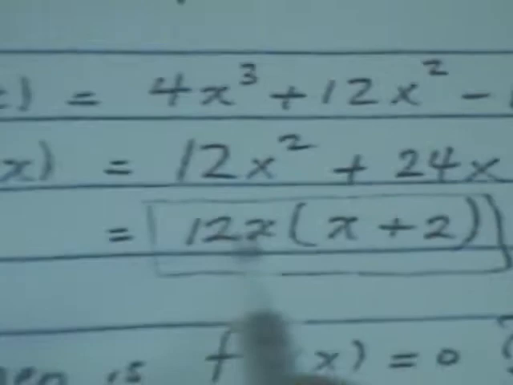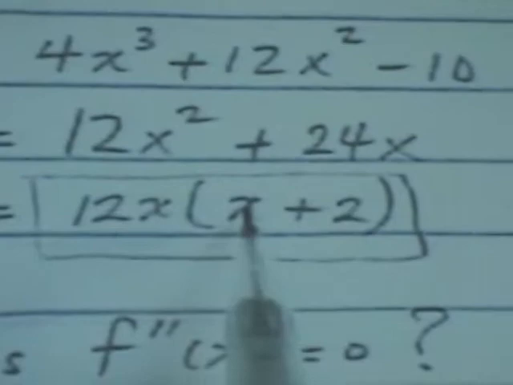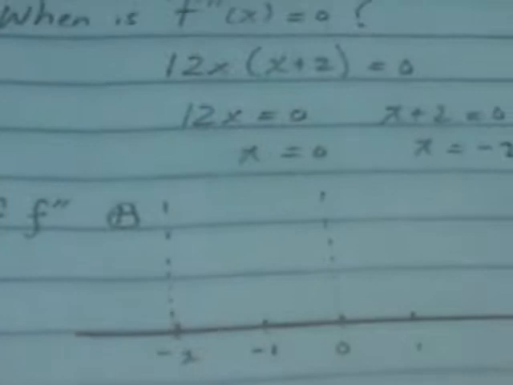If you pick -3 or -1,000,000, whatever, as long as it's to the left of -2, this is going to be negative, right? This is going to be negative. You multiply two negative numbers together, you get a positive number. So the second derivative is positive on the interval from -infinity to -2.